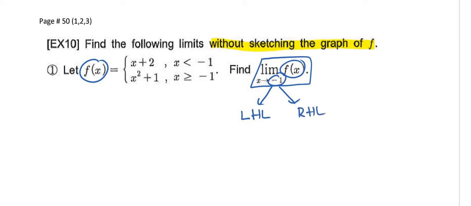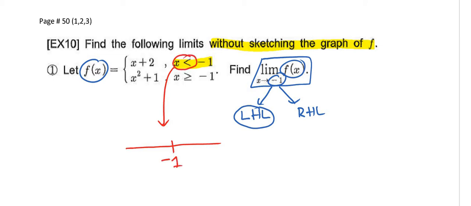Now, how do you start off with the left-hand limit? Look at the piecewise function. Take a look at this statement right here, x is less than -1. If you visualize this on a horizontal line, here is -1. If you're less than -1, you are looking at the left-hand side of -1. What that means is this represents the left-hand limit, so to evaluate it, you need to look at this function here, x plus 2.